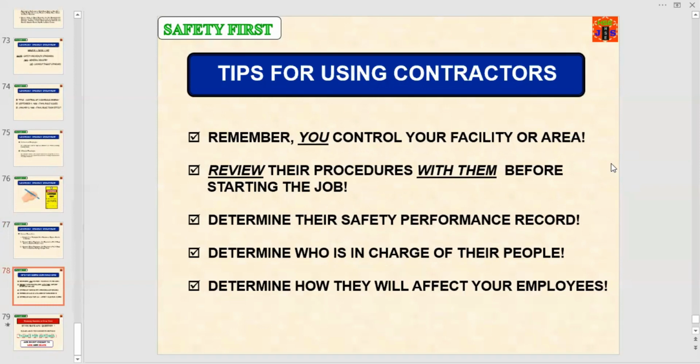Let us discuss the tips that you might use for your contractors or subcontractors. Remember, you control your facility or area. Review their procedures with them before starting the job. Determine their safety performance record. Determine who is in charge of their people. And lastly, how their activities will affect your employees or your workplace.